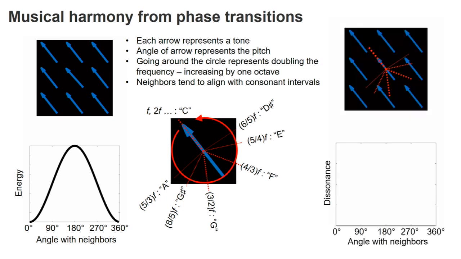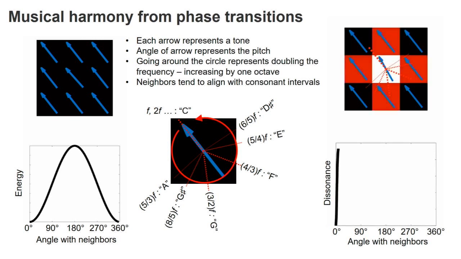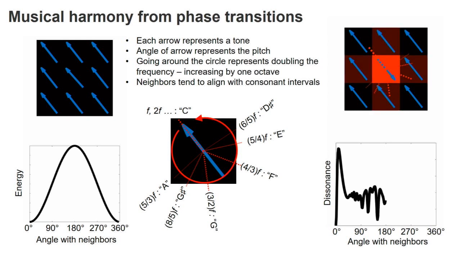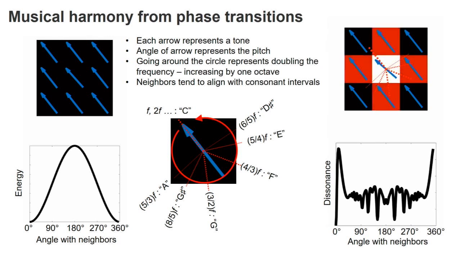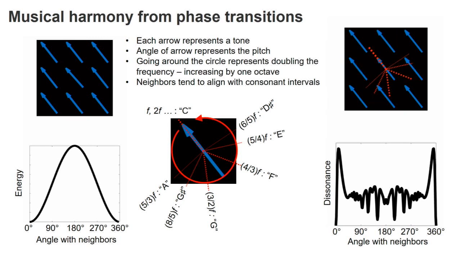And so we have a similar picture here for our musical pitches, but now as you go around the circle, it's a much more complicated function of dissonance versus the angle with the neighbors. Every time you hit one of these consonant intervals, you get a lower dissonance. And so you can quantify this using equations, and so that's what we've done here. So we're going to use the same model, but instead of the simple preference for alignment, we'll have a preference for consonant intervals.